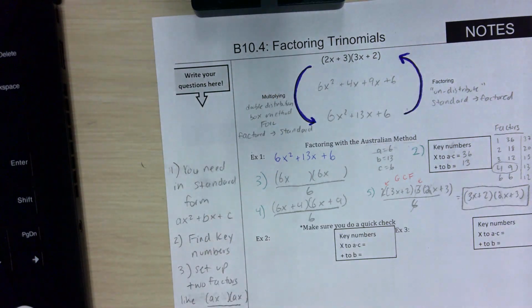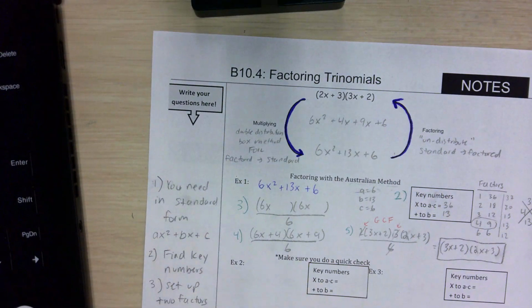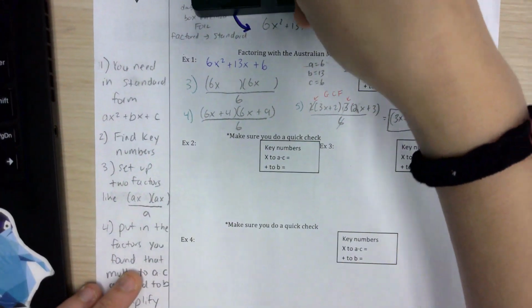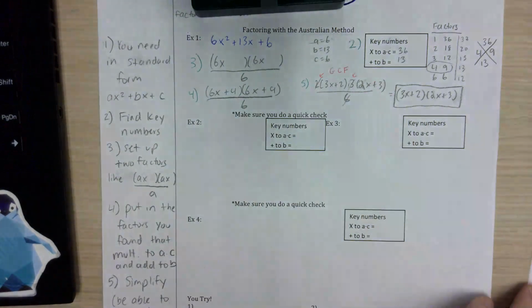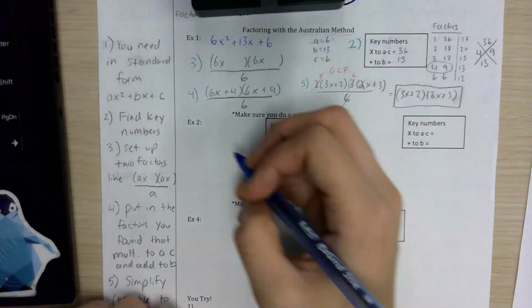Okay, so I'm going to do the Australian method in green, and I'll do the factor by grouping in blue for these following problems. Okay, let's do example 3. No, let's do example 2.